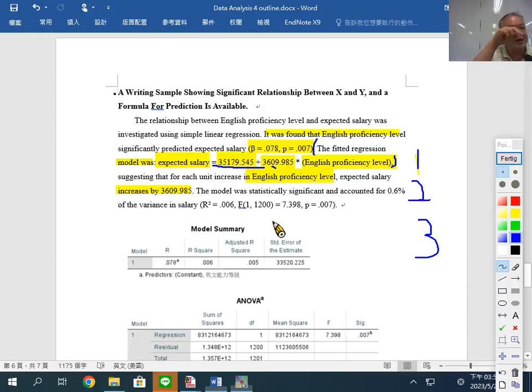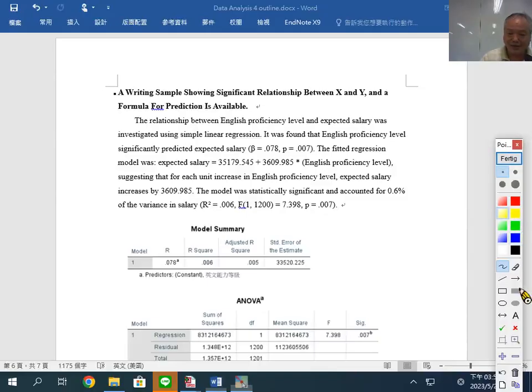And once you have identified the regression, you have to explain what that means. So this is suggesting that for each unit increase in English proficiency level, expected salary increased by this number, okay? So now we have finished the 3rd job, right? And then we talk about this one. Now you talk about the model was statistically significant and accounted for 0.6% of the variance in the salary.